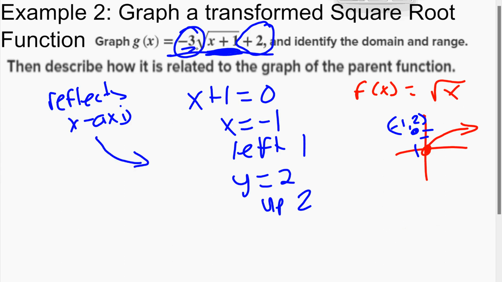Okay, now this also, the 3, right? The 3 is different from the parent function because there's nothing out here besides a 1, right? So there'd be none, no reflection. You would just say none. Okay, and when there's a number out here, we take the absolute value of that. So we just get 3.